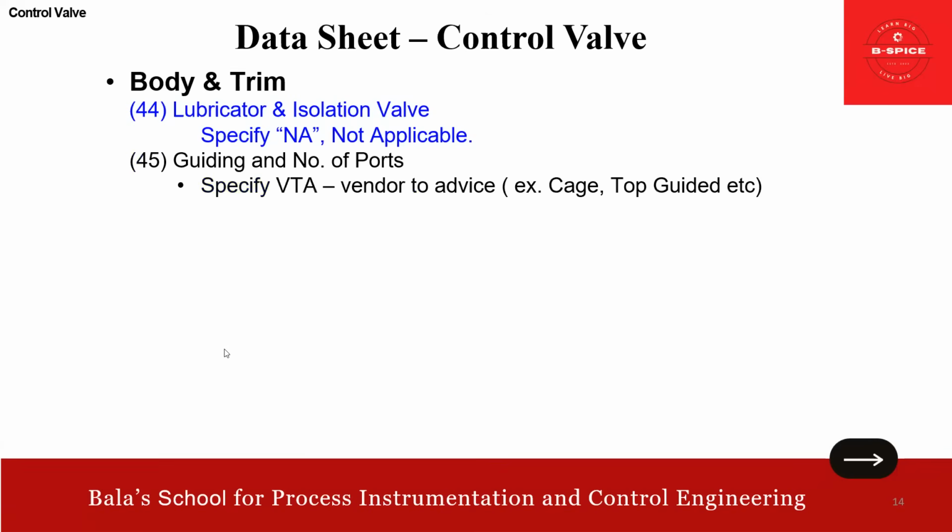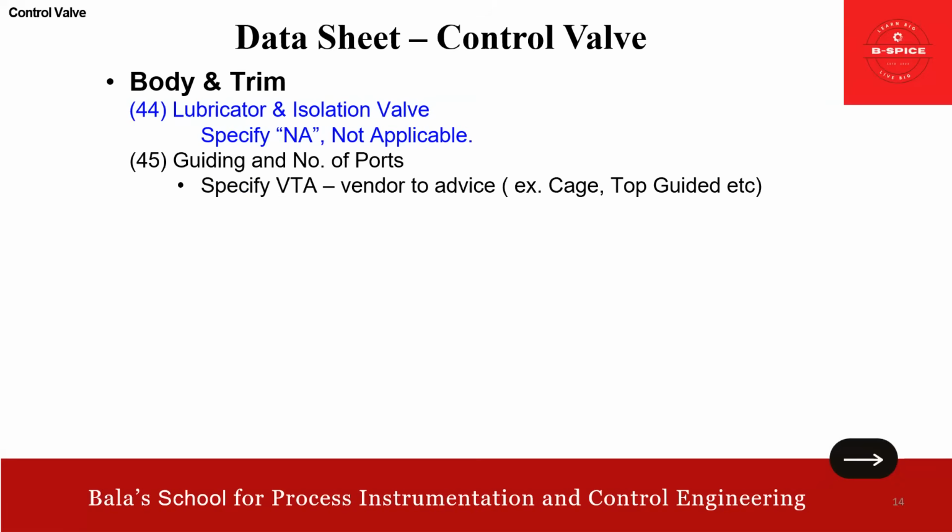Again, this one also we need to ask the vendor. We need to put vendor to advise. For example, cage guiding, top guided, all this data. Don't worry here. This topic is only to help you go through how to prepare the data sheet. Cage guided, top guided, all these will be dealt with in a separate video when we talk more about control valves, selection criteria, type of application. At that time we will deal with all these.